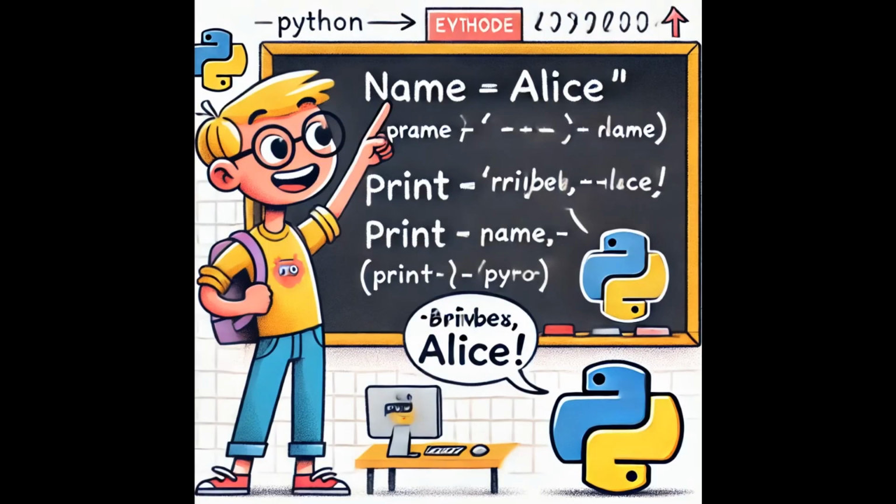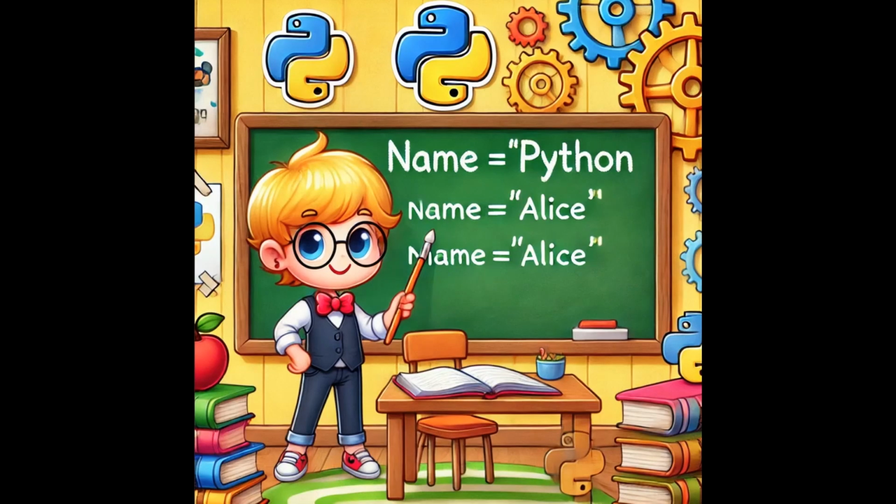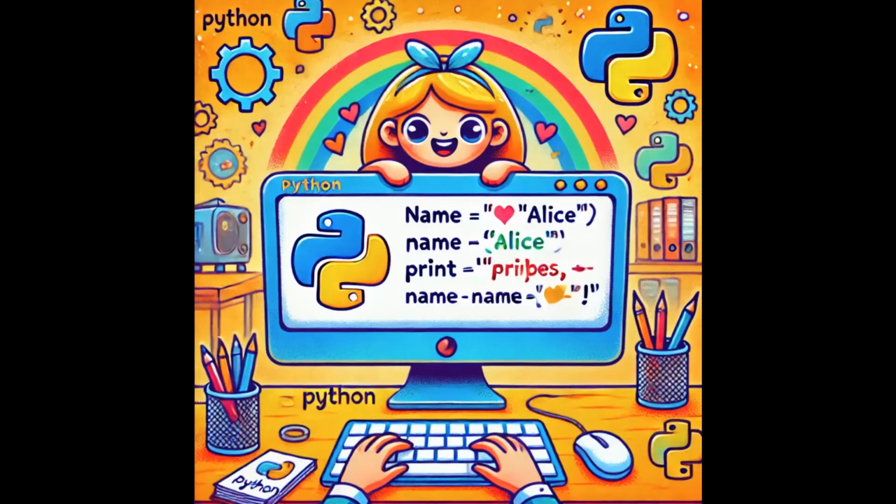Here is an example of code in Python that demonstrates the creation and use of a variable name to store the user's name. We create a variable name and assign it the value Alice. name = "Alice". We use the variable name to output the greeting message. print("Hi, " + name + "!")